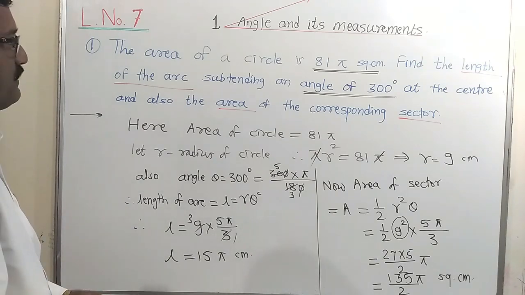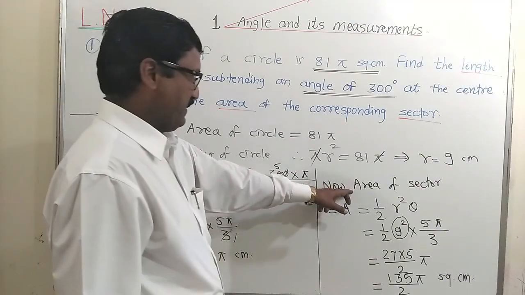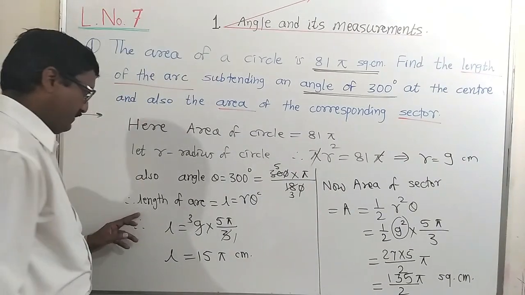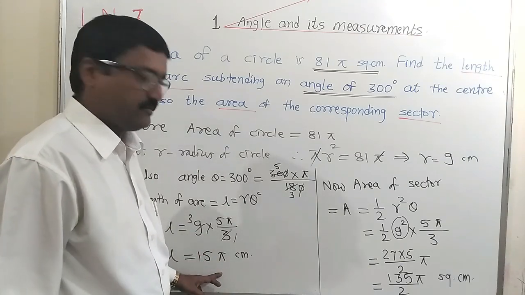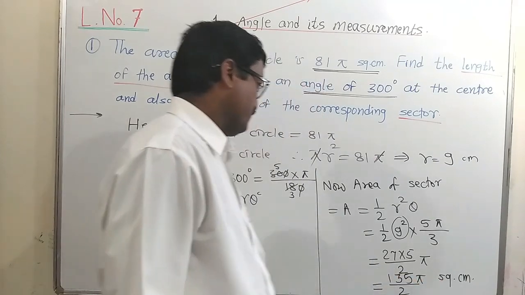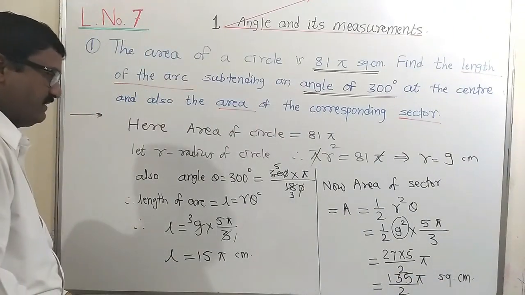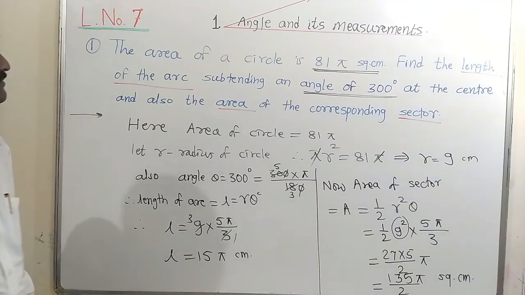So these are the 2 answers. One is the length of arc and the second one is the area of sector. The length of arc is 15 pi. You can put the value of pi as 22 by 7 or 3.14, and you can find the answers in decimals.